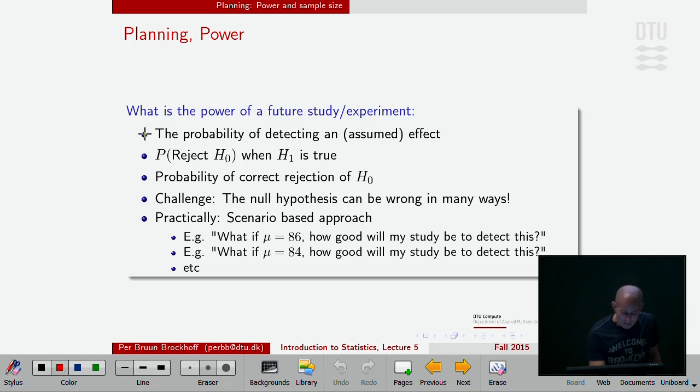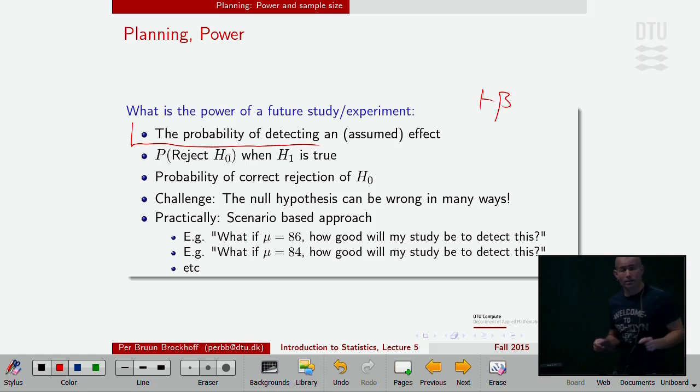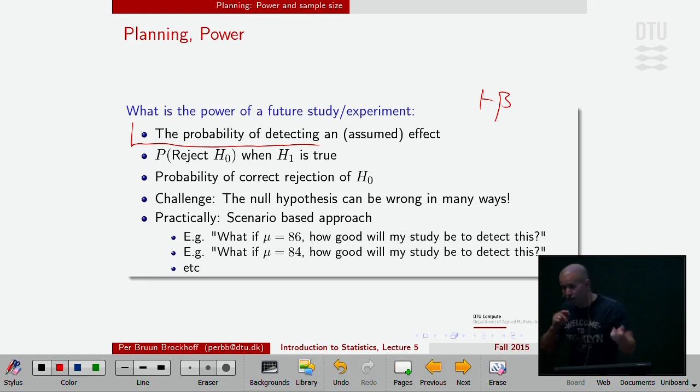Power. What is the power? That's actually 1 minus beta. It's the probability of finding something which is there, right? So it's the positive version of the type 2 risk, or it's 1 minus the type 2 risk. The type 2 risk was the beta, the probability, the risk that we didn't find something which we should find. Now I put it the opposite way. I say, what is my chance of finding it when it's there to be found?